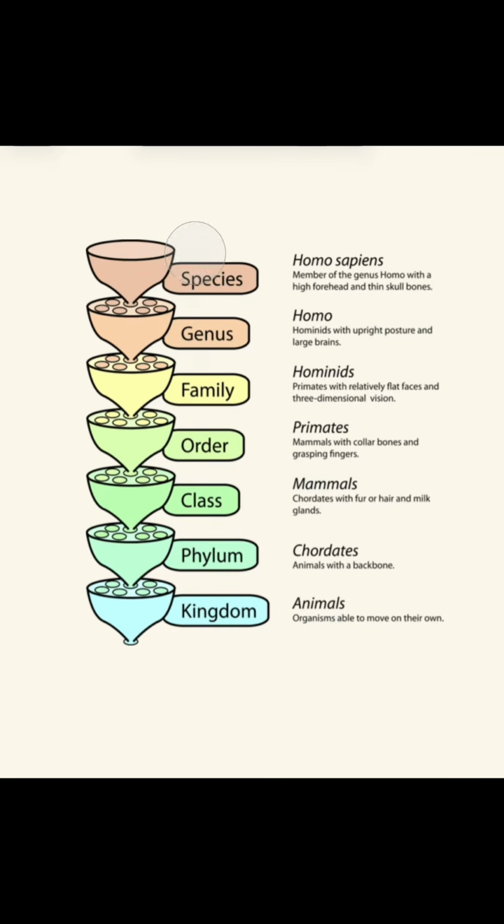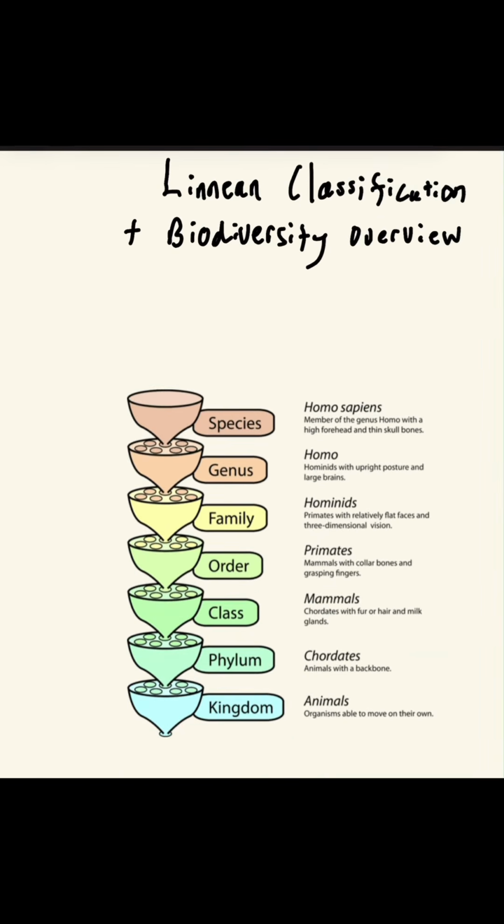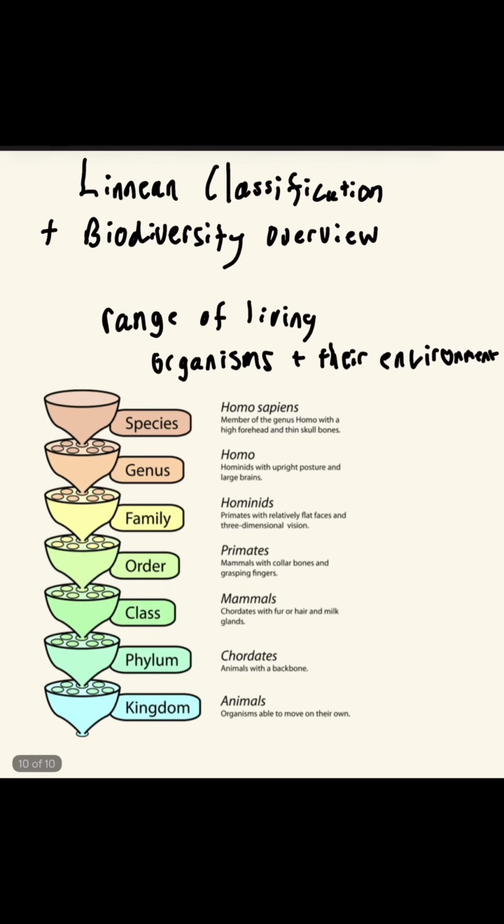So now we'll start talking about biodiversity. So what is biodiversity? Well, a simple definition for biodiversity is the range of living organisms and their environment. Okay, so range of living organisms and their environment.